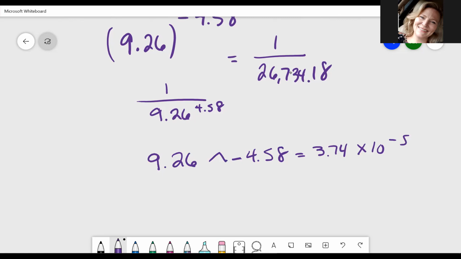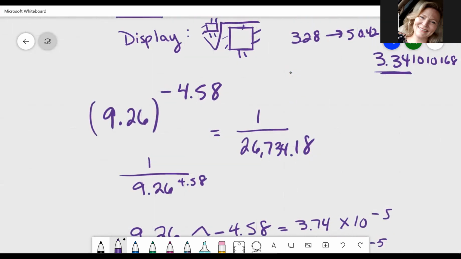Okay. And just a comment here, this answer right here is the same if you also take this 1 over 26,734.18. If I take 1 and I divide it by that number, I get this same number, just kind of as a check. We're able to see the fact that we know this 9.26 to the negative 4.58 is equal to this right here. And that mathematically is equal to that right there, which also equals 3.74 times 10 to the negative 5th.